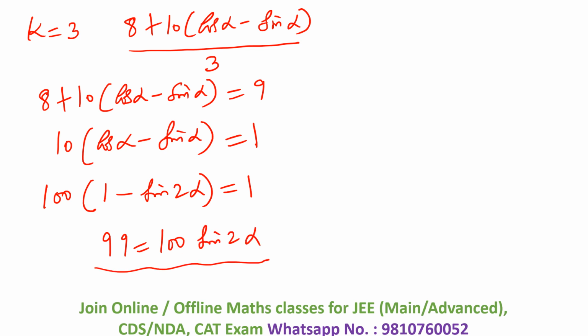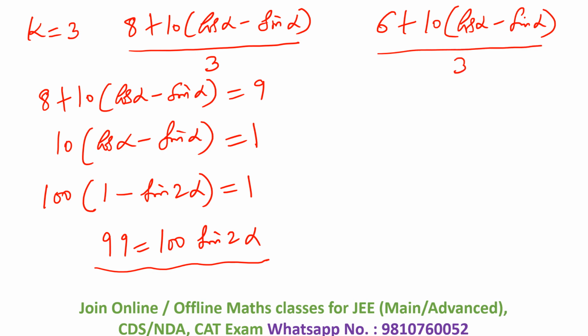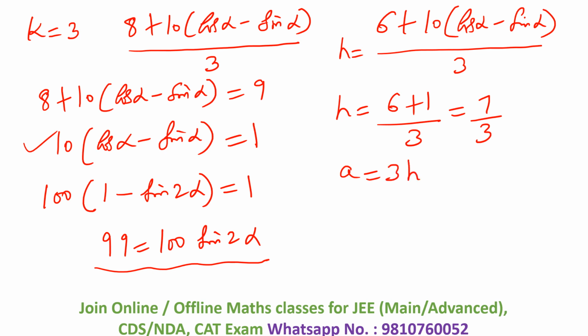Right? Now we got the value of the abscissa of the centroid as (6 plus 10 times (cos alpha minus sin alpha)) whole divided upon 3. This was h. Fine. And this is now (6 plus 1) divided upon 3. Why 6 plus 1? Because I have put the value of 10 (cos alpha minus sin alpha), which we have just found. Fine. So that means the value of h is 7 upon 3. And we also had a equal to 3h. So a becomes nothing but 7.